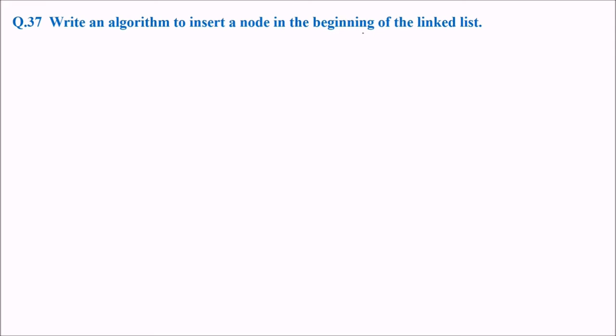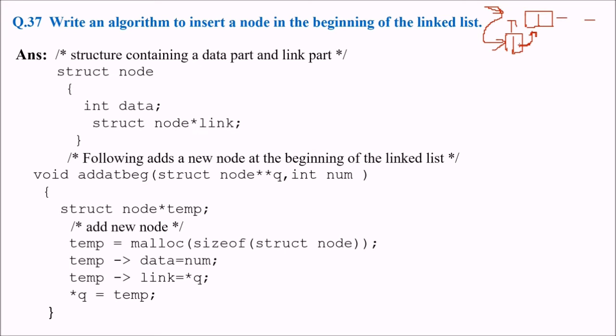Write an algorithm to insert a node in the beginning of the linked list. We have just seen the linked list, now how to insert at the header. If this is a linked list, the header will be pointing to this node. If we want to insert a node here, we want the header to be pointing to this new node, and the address part of the inserted node should point to the first node. So this is the requirement, and this is how we are going to make the algorithm.